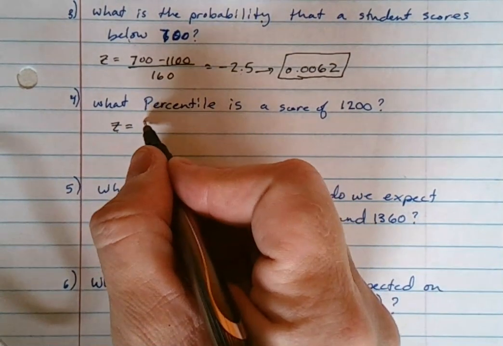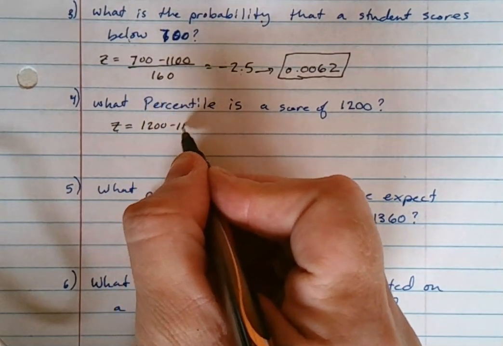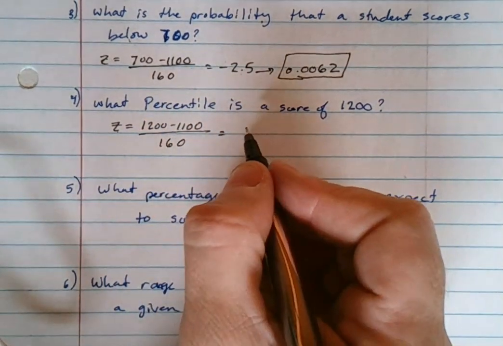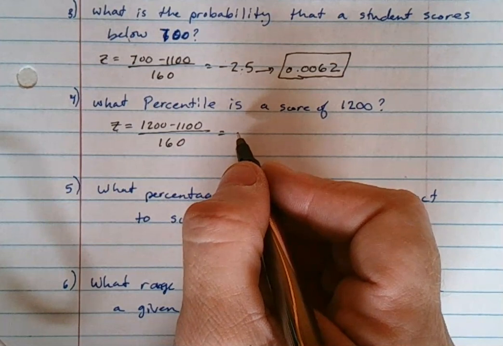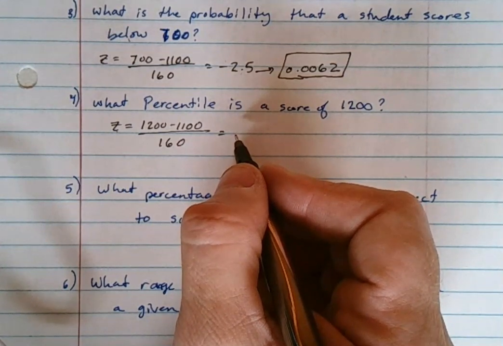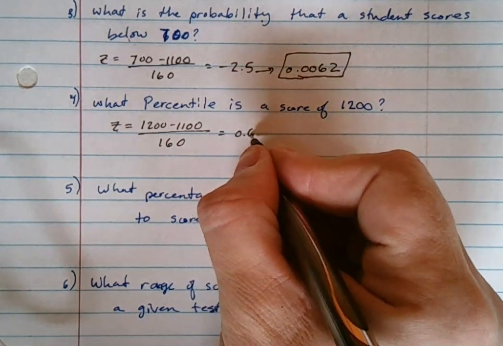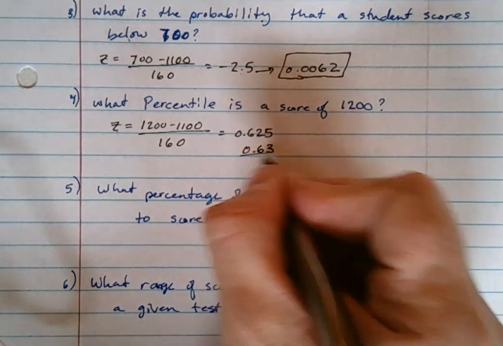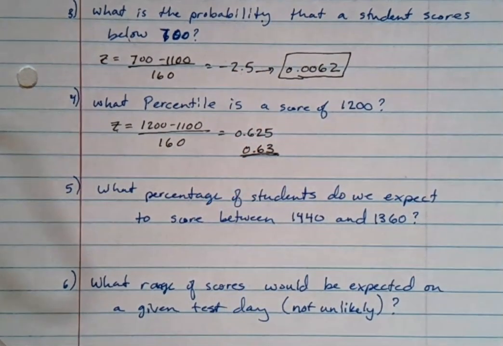We're going to find a z-score. 1200 minus 1100 over 160. So let's calculate that. 1200 minus 1100 over 160 gives me 0.625. And we're going to call that 0.63 because our z-score table is only rounded to 2 places.